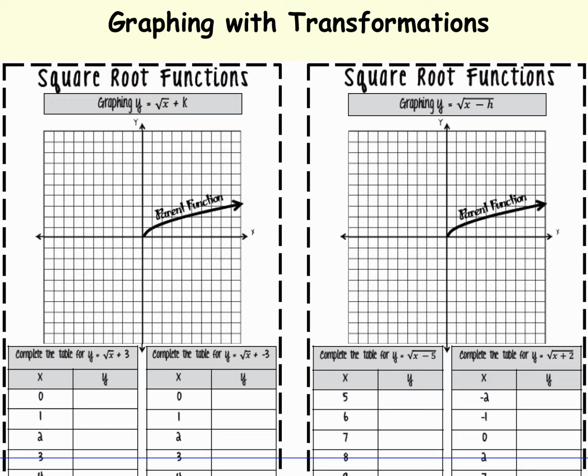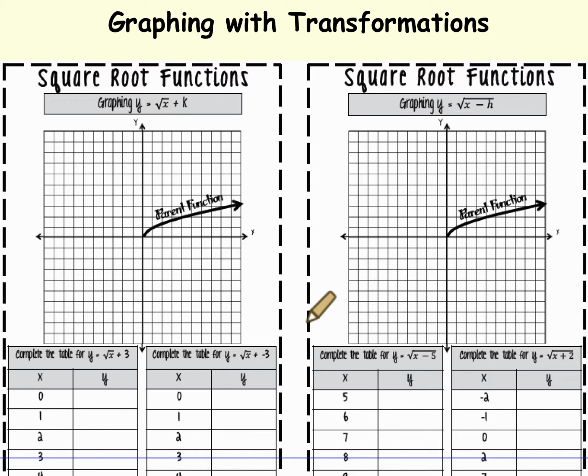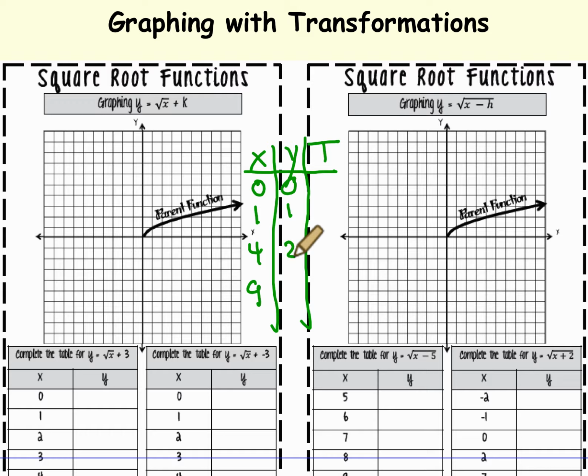Okay, so 2 more. This time we're looking at other types of transformations. This one says square root of x plus 3 and the square root of x plus negative 3. So remember, when you're doing these, always think about your parent functions. I'm going to put x, y, and t for transformation right here in the middle. In my parent function, I use 0, 1, 4, 9 as inputs, and I got 0, 1, 2, and 3.